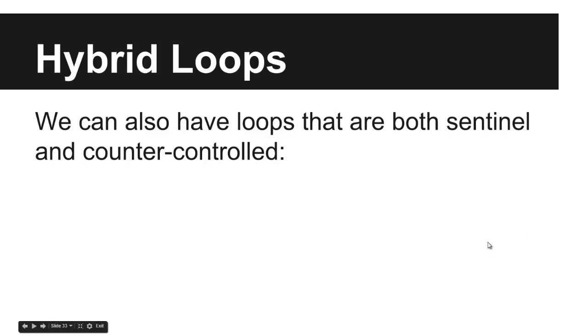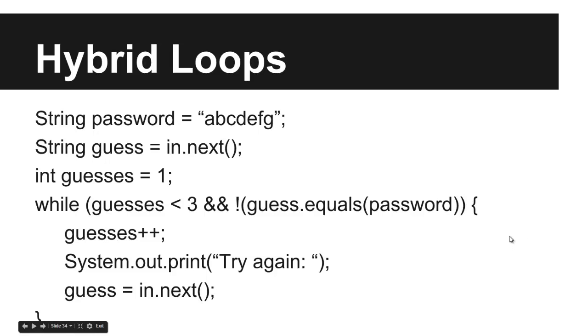All that hybrid loops really do is link together a couple of conditions using the logical AND. One way that we might look at this is we have a string called password, which in this case is ABCDEFG, and then a guess, which we'll collect as in.next, then a number of guesses, which we'll set to 1. And this is a sort of convention thing.